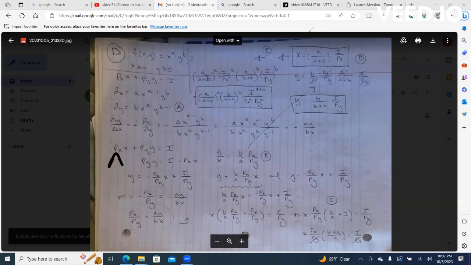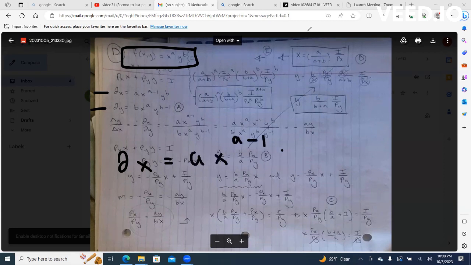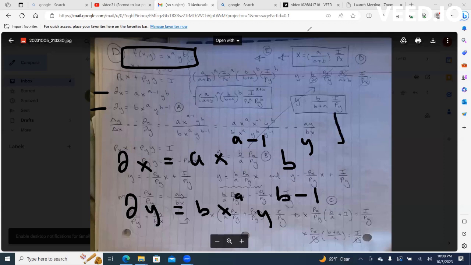So we do need the delta y over delta x. Sorry, we don't start there. We start right here. This is our f of x y. The partial of the function with respect to x is a x to the a minus 1, y to the b. The partial of the function with respect to y is b x to the a, y to the b minus 1. So we have to know how to take those.